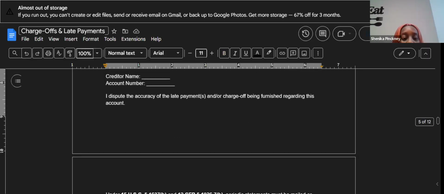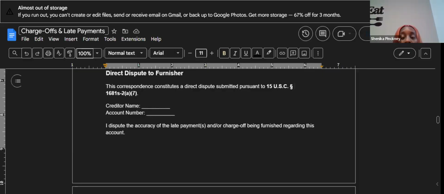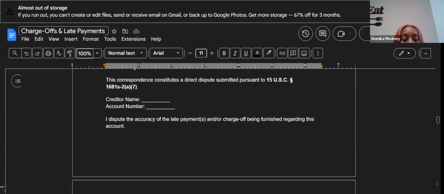Direct dispute to the furnisher, which is the person that furnished that information to your consumer report, which we also refer to as a creditor. It says that this correspondence constitutes a direct dispute submitted pursuant to 15 USC 1681s-2(a)(7). You're going to write the creditor name, the account number. I dispute the accuracy of the late payments and/or charge off being furnished regarding this account.